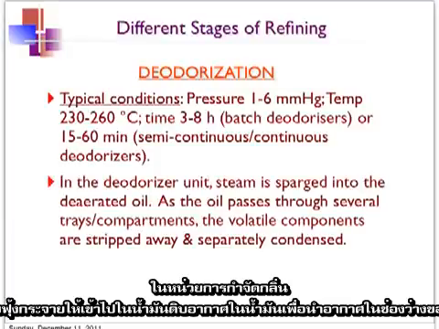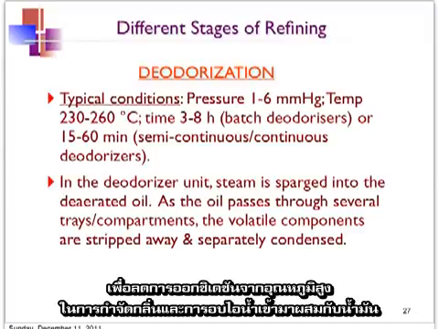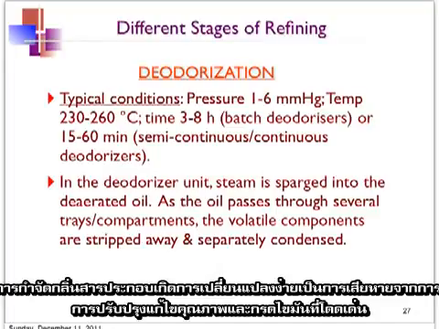So in the deodorizer unit, steam is sparged into the deaerated oil. The oil is deaerated to remove the air, so that it will reduce oxidation, especially at high temperature in the deodorizer, and the steam will come in intimate contact with the oil. As the oil passes through several trays or compartments in the deodorizer, the volatile components are stripped away by the steam, and then separately condensed and collected as the fatty acid distillate.